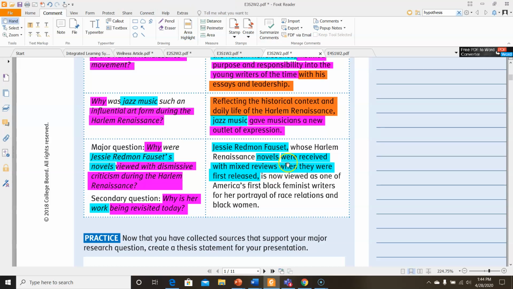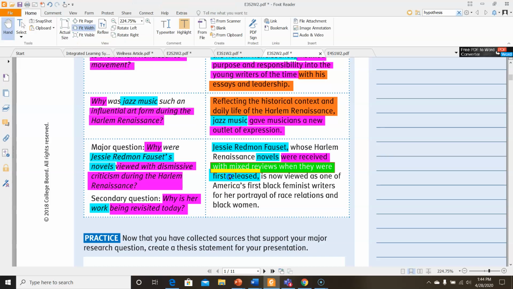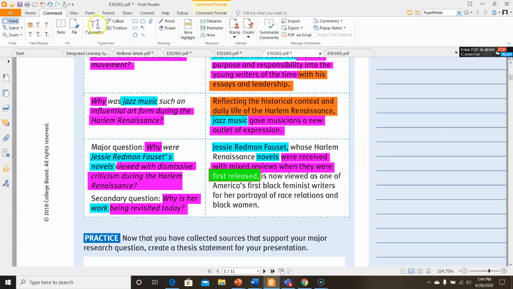But it's probably the same reason why they're being revisited, to be honest. So this is part of my point. So I'm making it pink. And also, she's now viewed as one of America's first Black feminist writers. So that's also part of my point, just a different question.